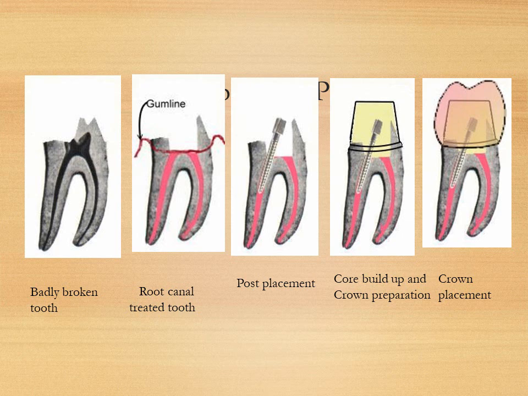And then you see the post placement is done, you do the core build-up. Try to give the ferrule on as many surfaces as you can. It helps to increase the retention of the post and core unit in the tooth. And then of course you give your final prosthesis.